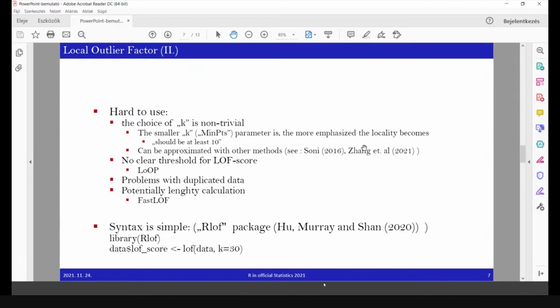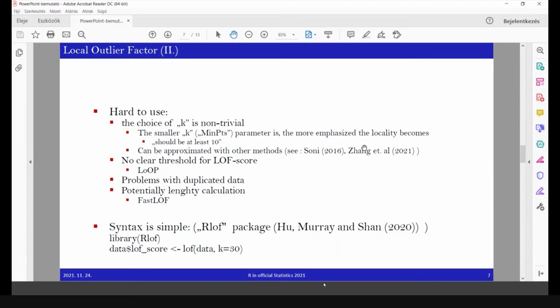So the problem with this is, well, it has a couple of problems, but for most of them there are remedies. So the first problem is that the choice of K is non-trivial. So the choice of how many of the neighboring observations we should take into account. The original paper says that it should be at least 10, and the idea behind this is that the smaller the K is, the more emphasized the locality becomes in this local outlier detection.